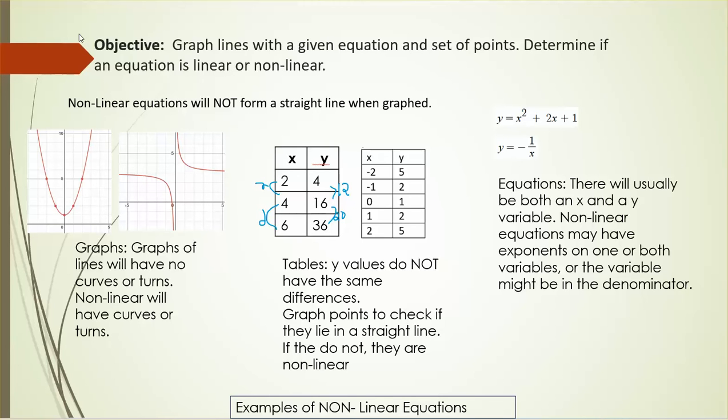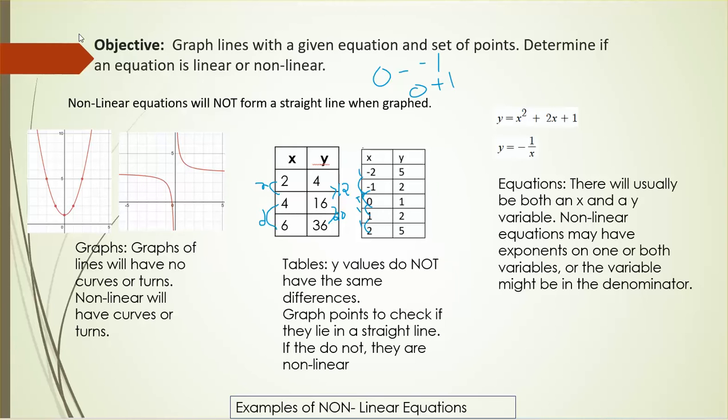Let's look at the next one. If we check the x differences, 2 minus 1 is 1, 1 minus 0 is 1, 0 minus negative 1 is the same as 0 plus 1. So that's also a difference of 1. And negative 1 minus a negative 2 is a difference of 1.